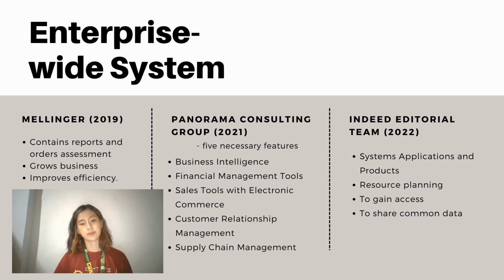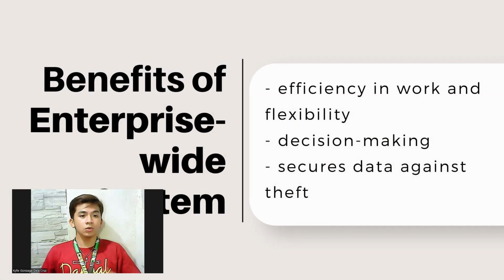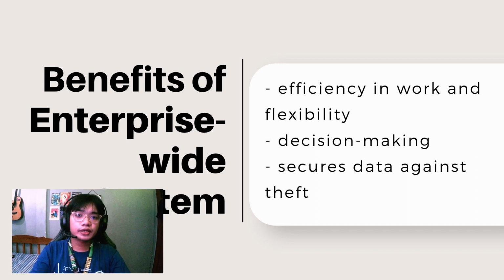It allows every department of the company to gain access to and share common data for more productivity. In conclusion, the main advantage of using the enterprise-wide system as an option is to promote better efficiency in work and flexibility. Automation of business processes makes the employees' duties done earlier. Also, this makes decision making and planning easier for aiming for goals. It helps to secure the data and reduces the risk of theft of the data a company collects.